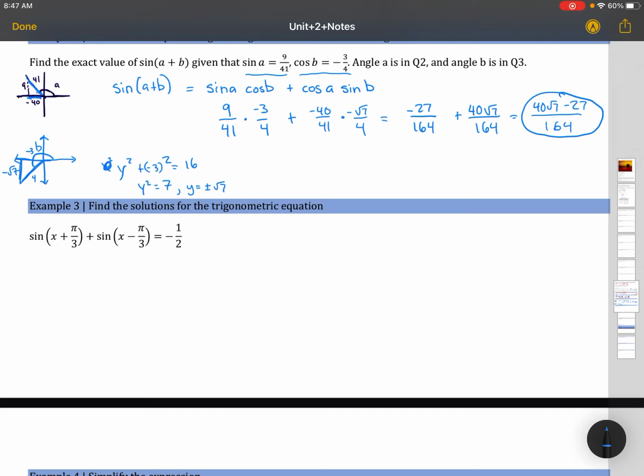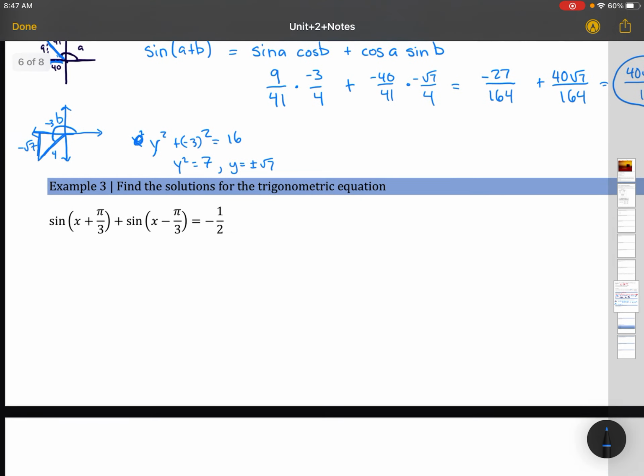So we have sine x plus pi over 3 plus sine x minus pi over 3 equals negative 1/2. That's going to be, again, sine of a sum. So sine x cosine pi over 3. So we're going to break this thing down into two things: sine x cosine pi over 3 plus cosine x sine pi over 3. And so that's all for what we did in blue.